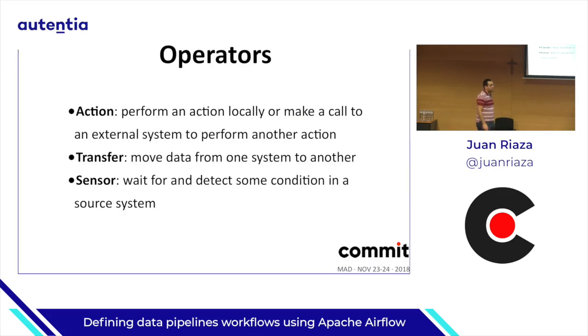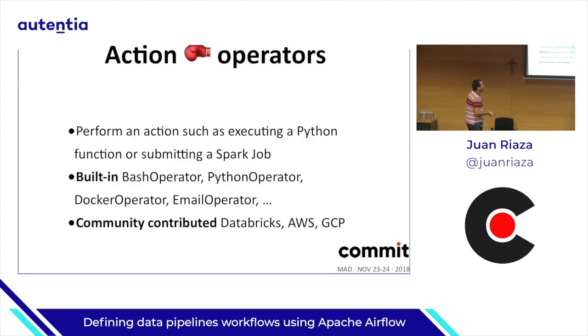So we have 3 kinds of operators. We have action operators. Pretty much we perform an action locally or make a call to an external system to perform another action. Transfer operators, they're just for moving data from one system to another. Sensor operators, we use them to wait for and detect some condition in a source system.